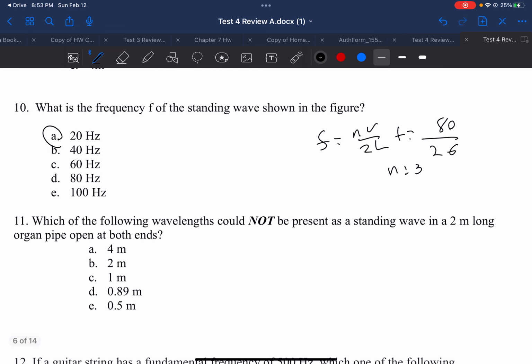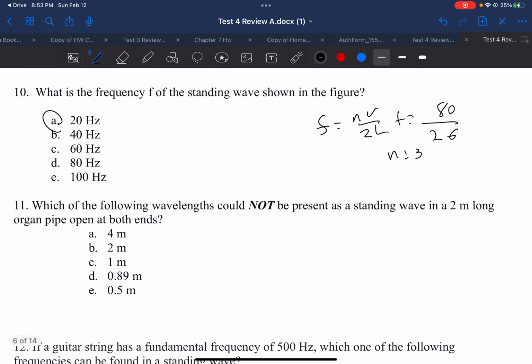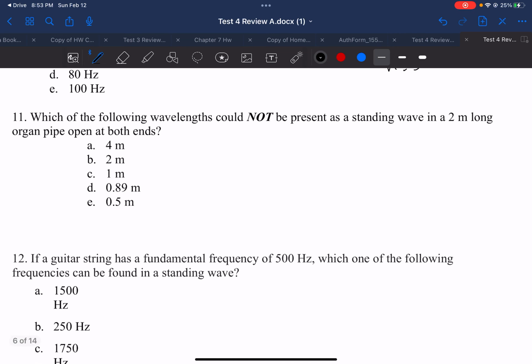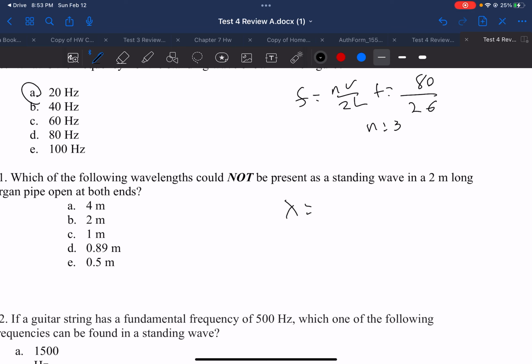Which of the following wavelengths could not be present on a standing wave in a 2 meter long organ pipe open at both ends? Since it is open at both ends, the wavelength equation is wavelength equals 2L over n. We are told that L is 2. So the wavelength equals 4 over n. All of the possible wavelengths are limited by all of the possible values of n. n is the harmonic number.